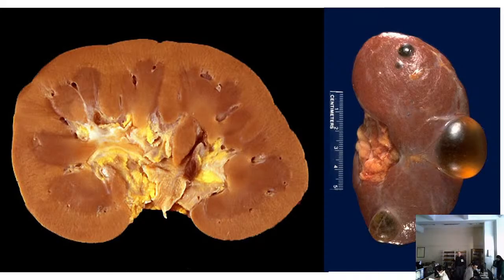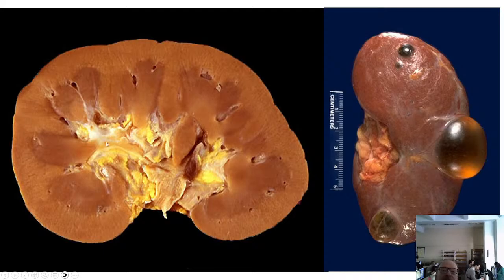So on the left, we have a section of the normal kidney. So what can we identify in this gross image? You see the renal sinus fat, which should always be checked when we have a renal cell carcinoma, because invasion in this fat increases the stage to T3.